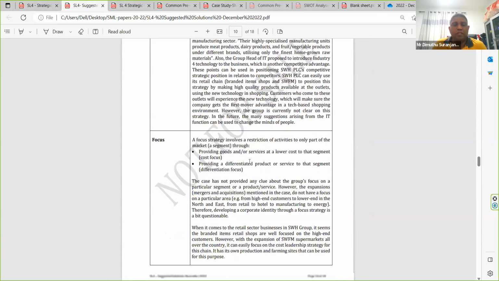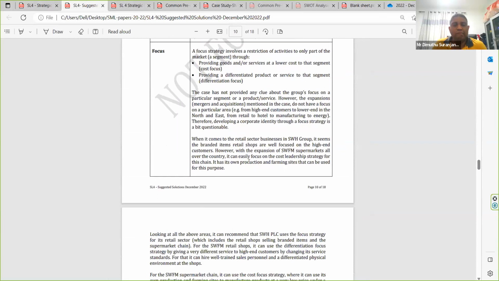He's analyzing all strategies and what he finally says. When it comes to the retail sector, established branded item retail shops are well focused on high-end customers. He is mentioning the same point. Let's see what his conclusion is.